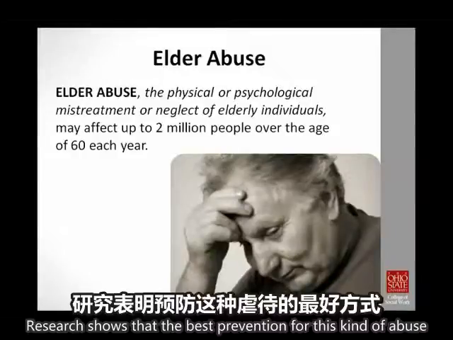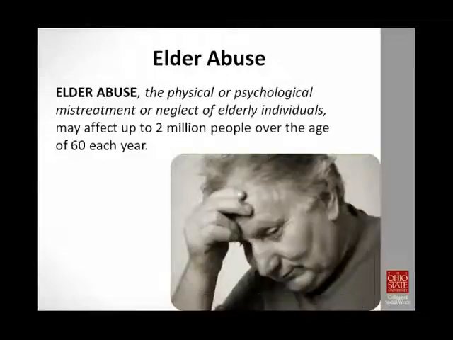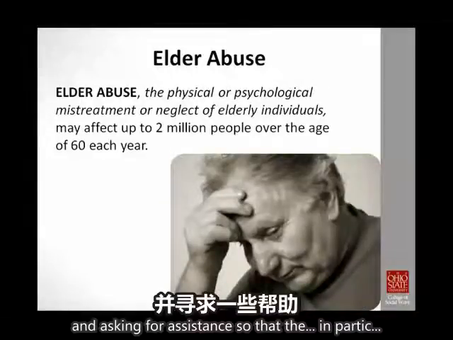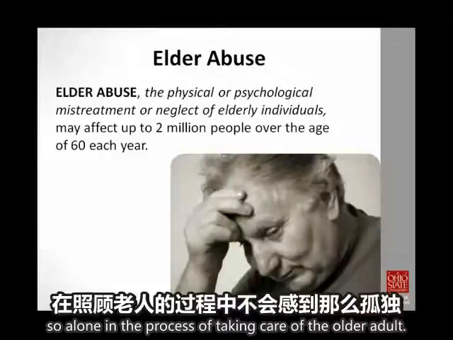Research shows that the best prevention for this kind of abuse is typically respite care for the caregiver, and asking for assistance, so that in this case particularly the family caregiver is not so alone in the process of taking care of the older adult.